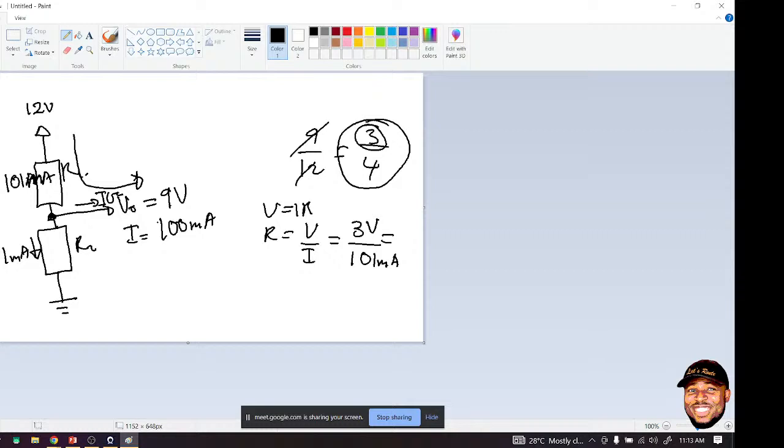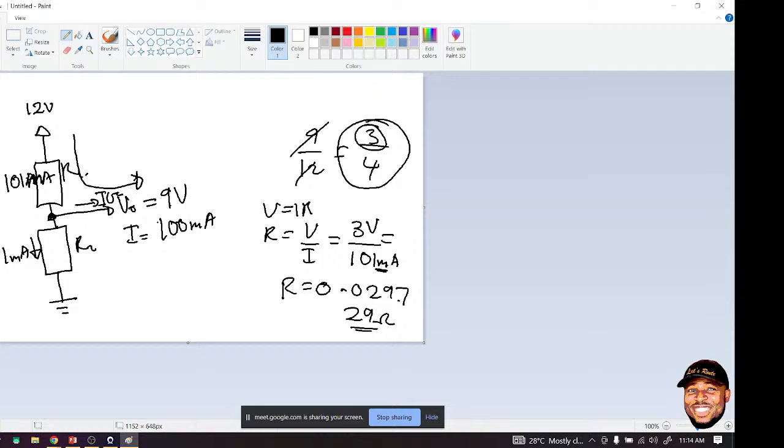Now, there is a textbook way of doing this, but I like to do it intuitively. That's why I'm showing you that way. Yeah, a question. What did you get? 0.0297. So convert 0.0297. So it's a milli. If you convert it to a normal value, what would that be? 0.0297, right? Yes. Okay, so that's about 29 ohms.